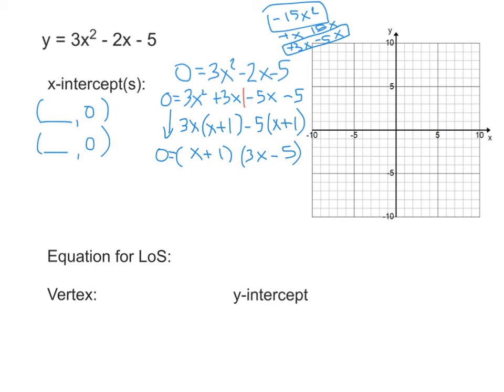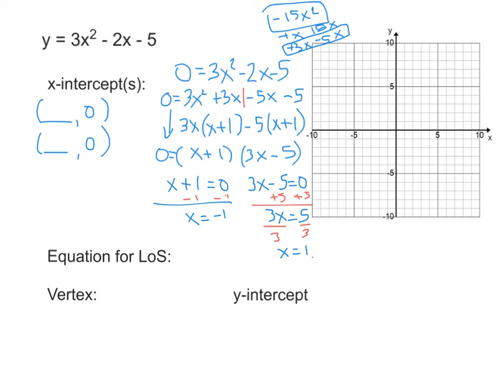And now this tells us we're going to use the zero product property to solve for x, because the two things are being multiplied together, and we get the answer of 0. So that means either x plus 1 must equal 0, or 3x minus 5 must equal 0. Solving these, we get x equals negative 1, or adding 5, we get 3x equals 5, and we divide by 3. We get x equals 1 point, well, it's 1 2/3, so 1.667.